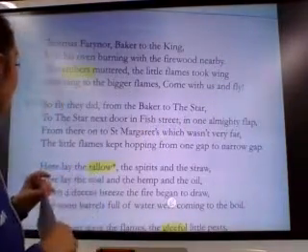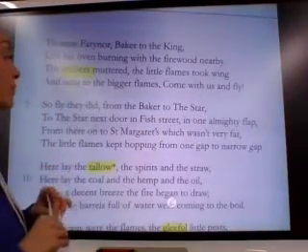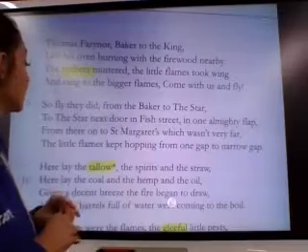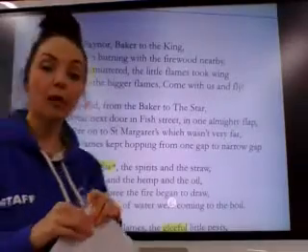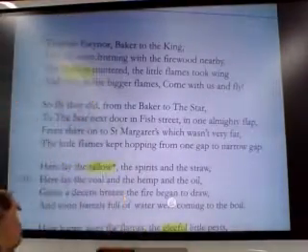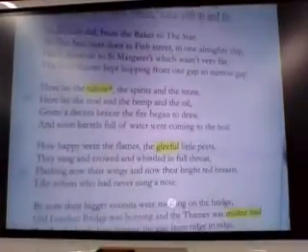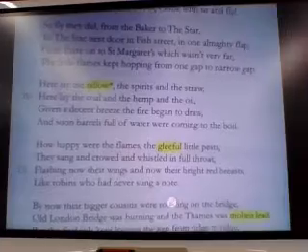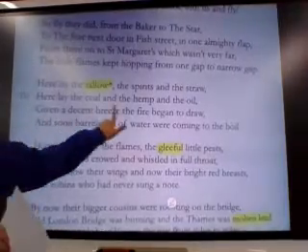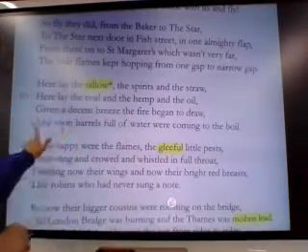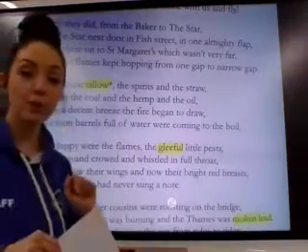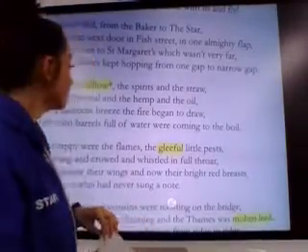So fly they did from the baker to the star next door in Fish Street, in one almighty flap. From there on to St. Margaret's, which wasn't very far. The little flames kept hopping from one gap to narrow gap. Here lay the tallow, the spirits and the straw. Here lay the coal and the hemp and the oil. Given a decent breeze, the fire began to draw, and soon barrels full of water were coming to the boil.